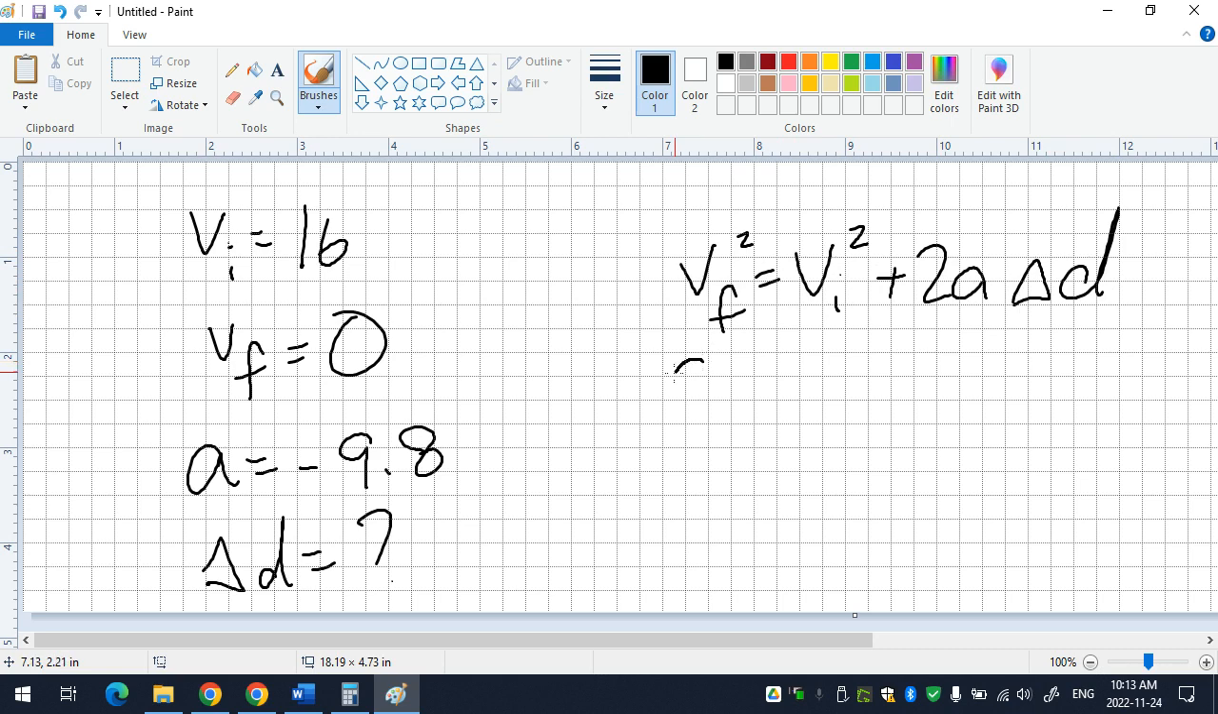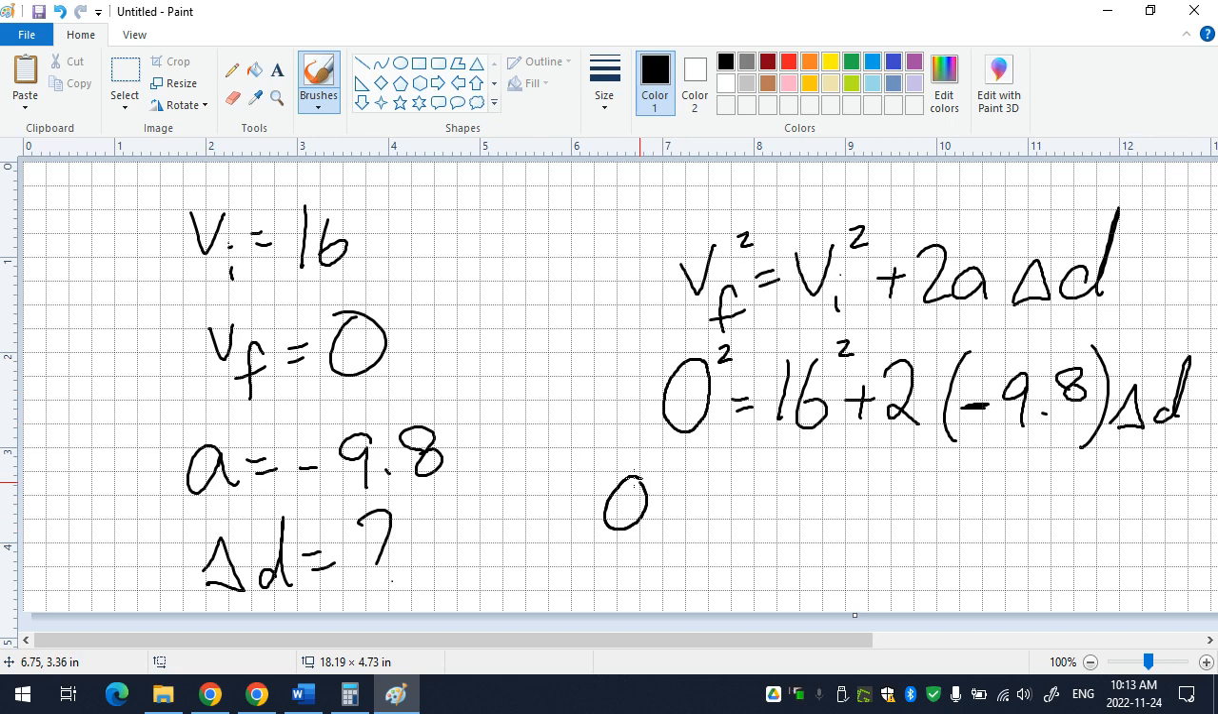Okay, what's this one? 0 squared. What's this one? 16 squared plus 2. You have to put the what? Yes, otherwise you're going to get a negative distance, which makes no sense as far as distance being a scalar, positive or being moving backward, or downward in this case, which makes no sense. So negative 9.8 delta D.